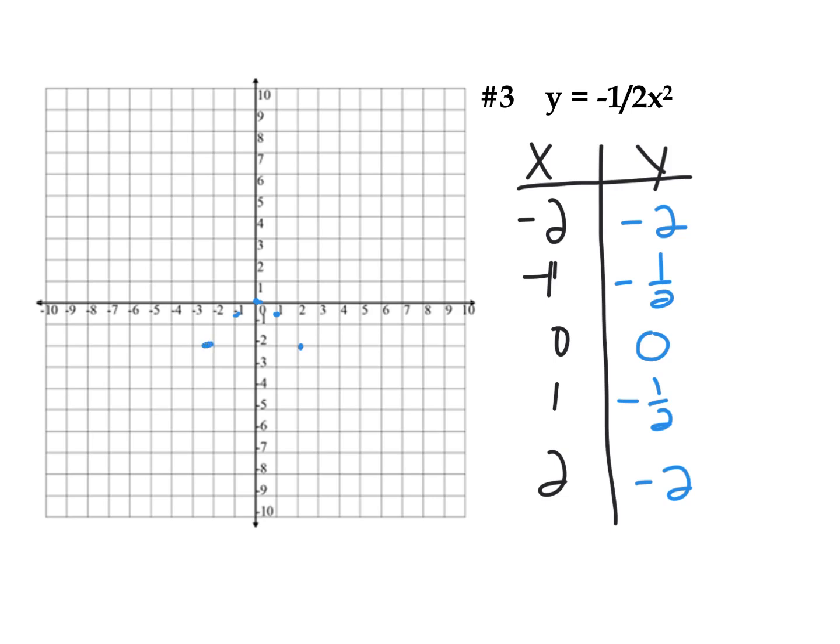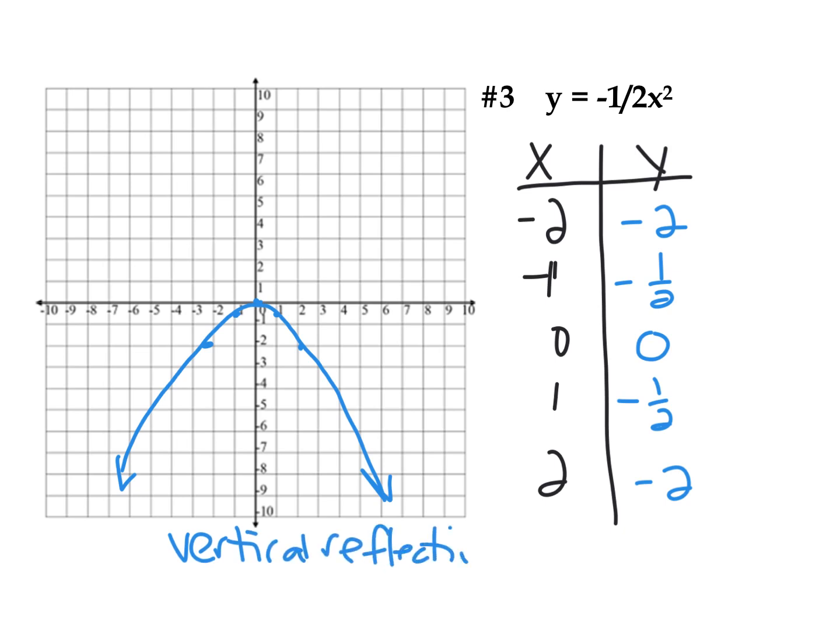So I have my parabola now that would go through those points. And it's going to be wider. That graph is widened out. And it's flipped over. So when your a value is negative, the parabola is going to open down. It's a vertical reflection. That a value being negative means this is a vertical reflection and shrink by 1/2 or stretch by 1/2.